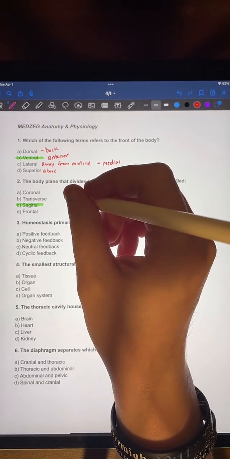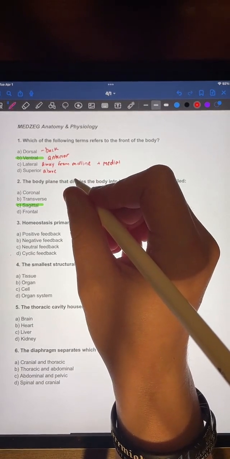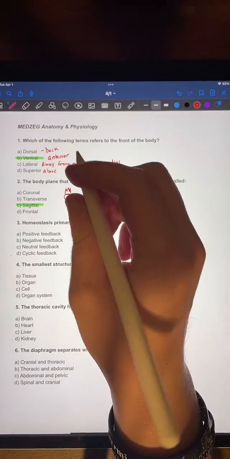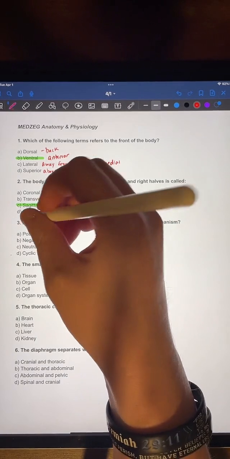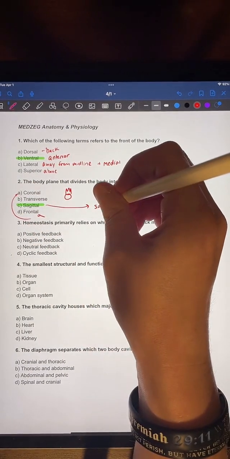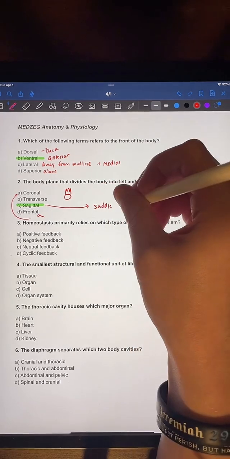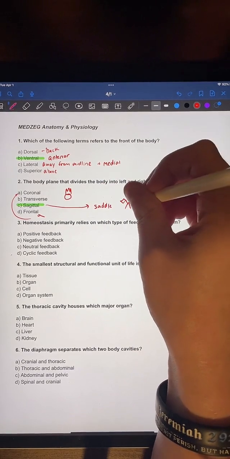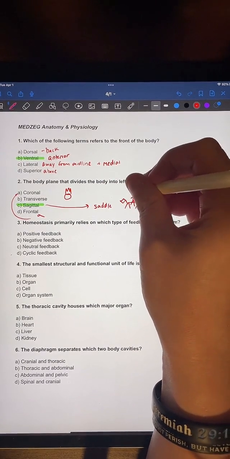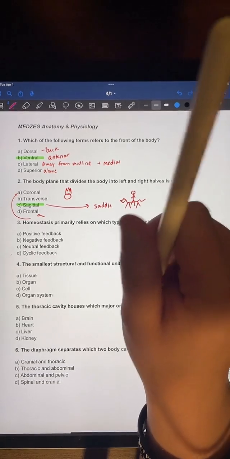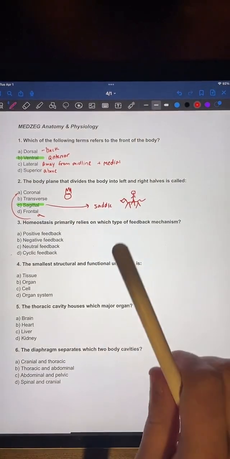Transverse divides the body into upper and lower sections. And then frontal is another term for the coronal plane, so these are the same. And then sagittal, the way that I remember, it kind of sounds like a saddle. This is my very crappy drawing of a horse, but whenever you sit on a saddle on a horse, you're dividing your body into left and right halves. That's how I always remember that.